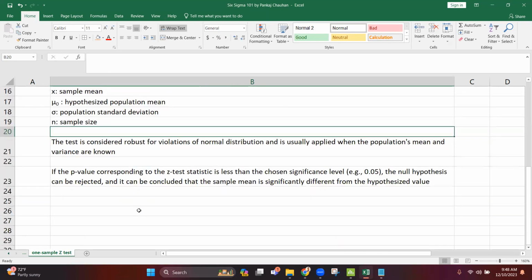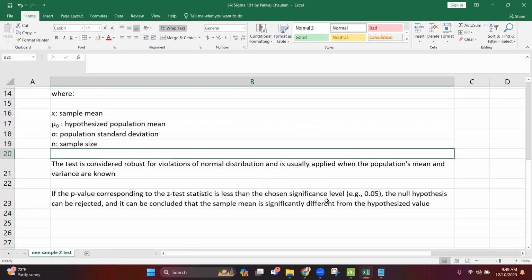This test is considered robust to violations of normal distribution and is usually applied when the population mean and the variance are known. If the p-value corresponding to the Z statistic is less than the chosen significance level of 5%, then we reject the null hypothesis. If the p-value is less than 0.05, then it's the alternate hypothesis, and if the p-value is greater than 0.05, then it's the null hypothesis. So it can be concluded that the sample mean is significantly different from the hypothesized mean when there is an alternate hypothesis.